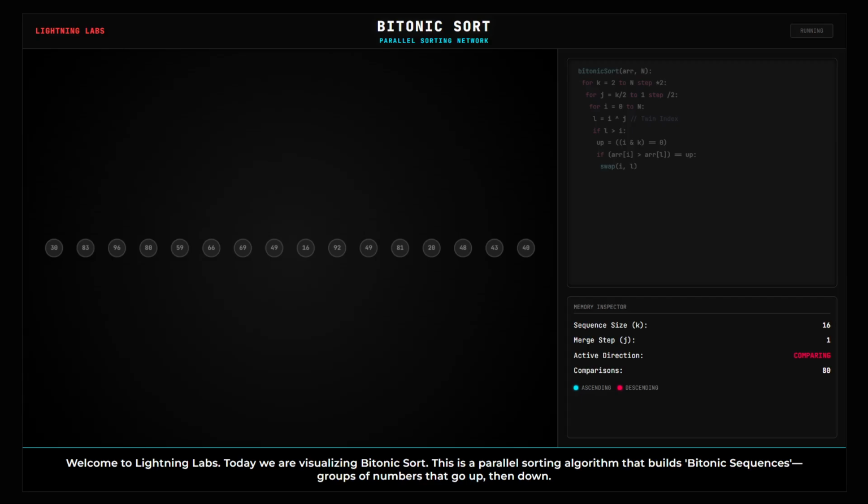This is a parallel sorting algorithm that builds Bitonic sequences, groups of numbers that go up, then down. We will recursively merge these sequences until the entire array is sorted. Blue brackets means sorting UP. Pink means sorting down. Let's begin.